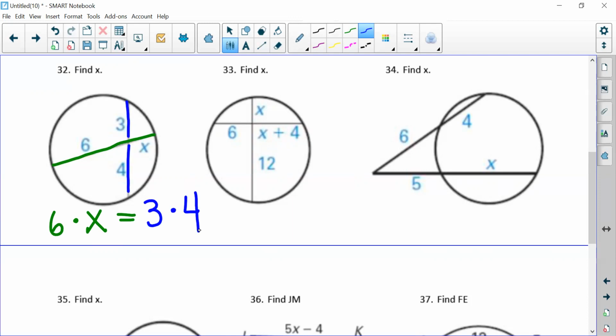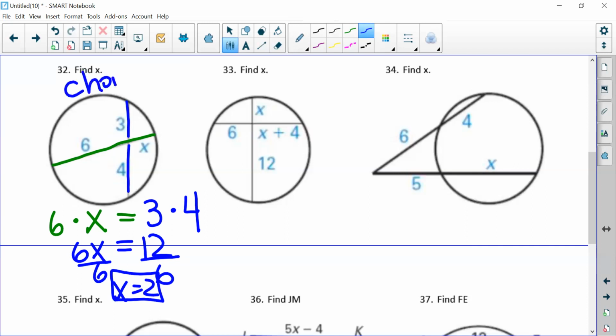6 times X is gonna give us 6X. 3 times 4 is 12. So we got 6X is equal to 12. We know to divide both sides by 6, and X equals 2, okay? Here, we're following the exact same premise because we have two chords in the circle, okay?